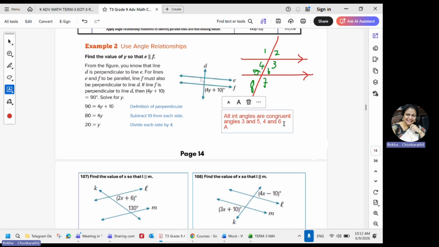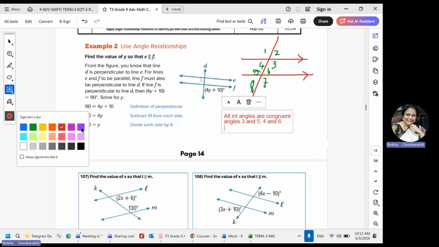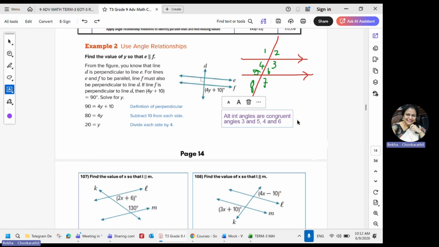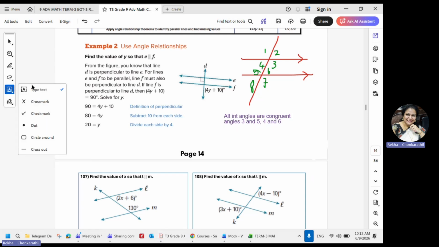Similarly, we have alternate exterior angles. Okay, I think I have to take another textbook for another color.